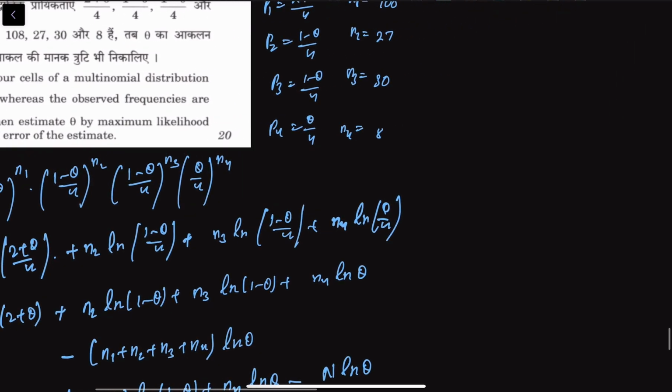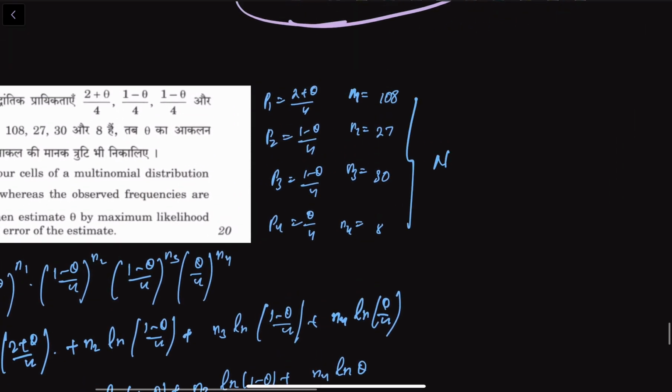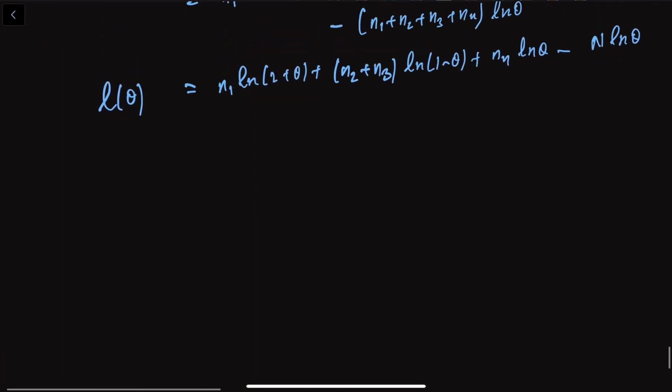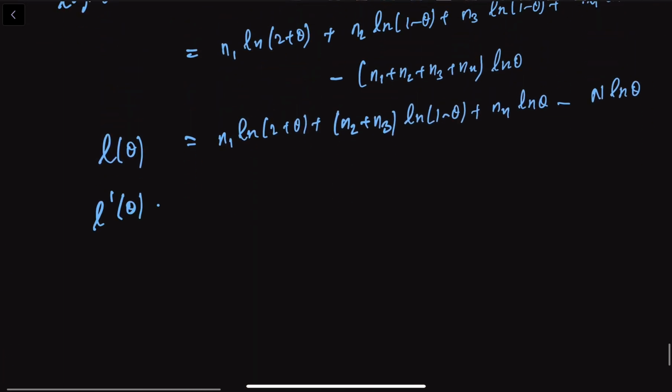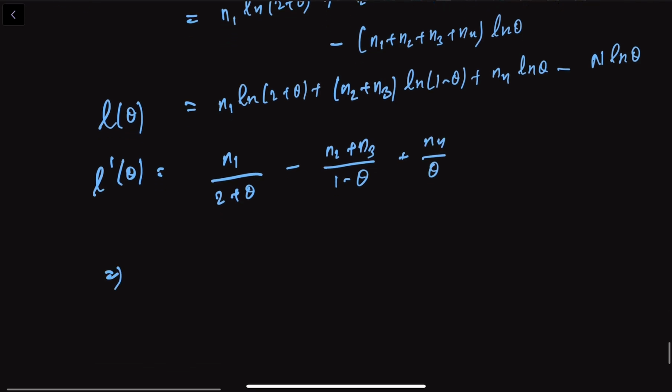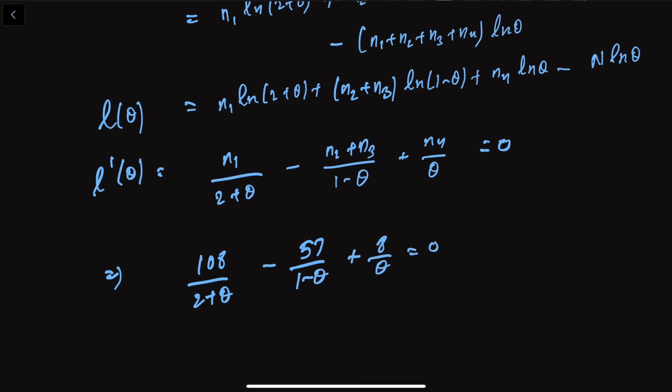We can find this capital N from the data. Capital N is 108 plus 27 plus 30 plus 8, which is 135 plus 38, which is 173. If I differentiate the log likelihood with respect to theta, this is n1 by (2 plus theta) minus (n2 plus n3) by (1 minus theta) plus n4 by theta. If I equate this to 0, that means 108 by (2 plus theta) minus (30 plus 27, which is 57) by (1 minus theta), plus 8 by theta is 0.